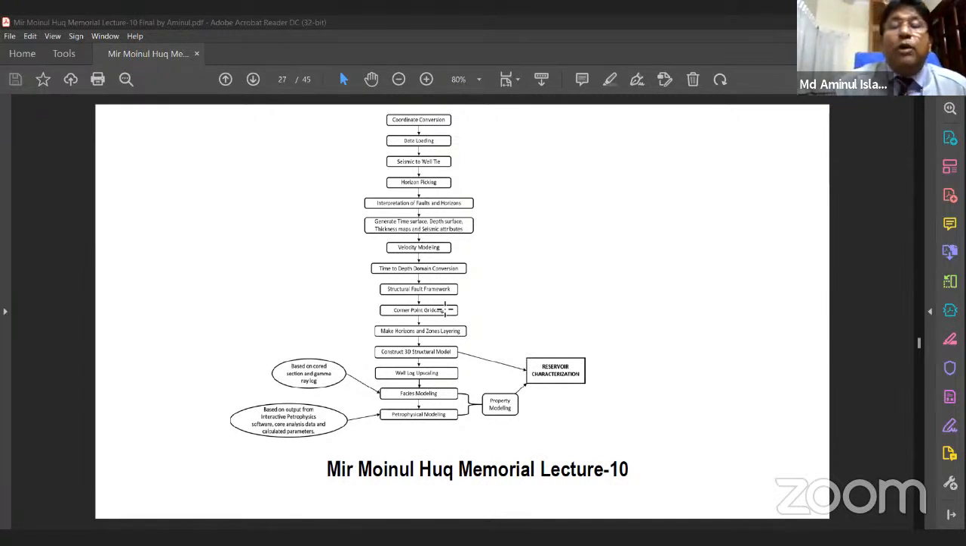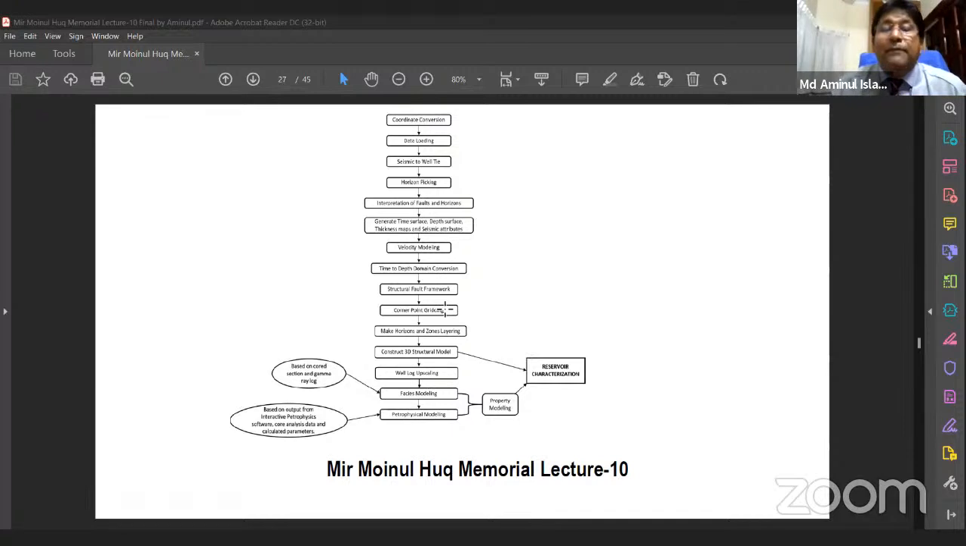Then we create a time structure or depth structure map. Then we do velocity modeling. Velocity modeling helps us to convert time to depth, and then we create a structure fault framework model. Then we go for corner point modeling. We make horizons and zone layering. And then we finally construct the 3D structural model. After the 3D structural model, we go for facies modeling.